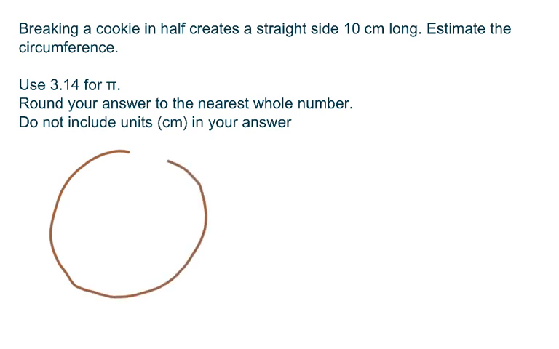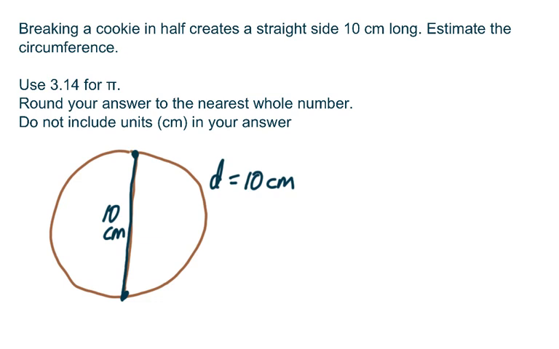So here's my cookie, and then it gets broken in half. And as soon as I break it in half, I can see that right there is the diameter. And so that tells me that the diameter is 10 centimeters long. I know it's the diameter because I'm going from edge to edge through the center of the circle, and that's the definition of the diameter.